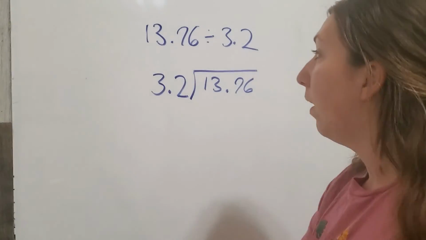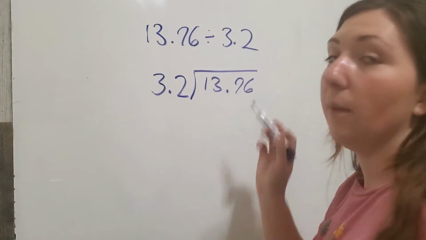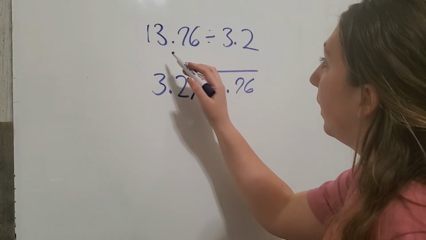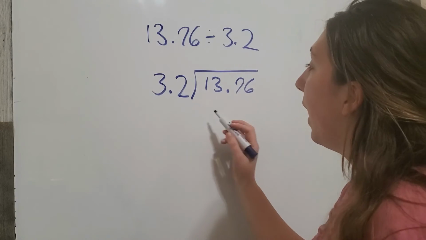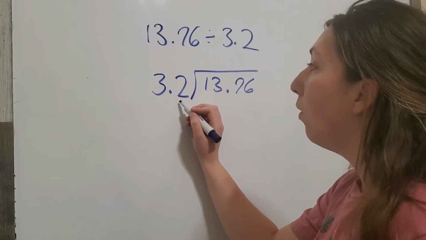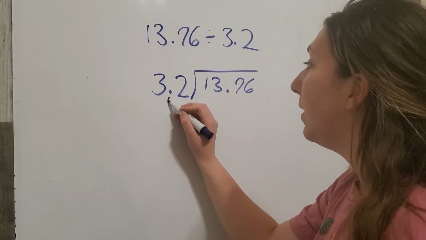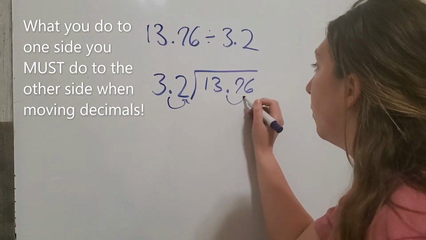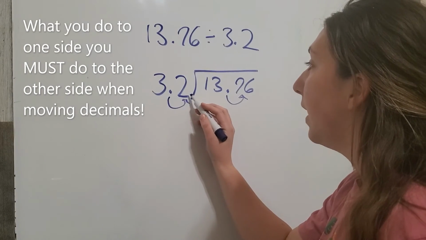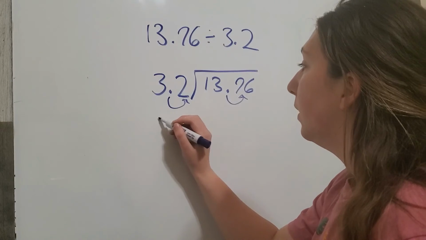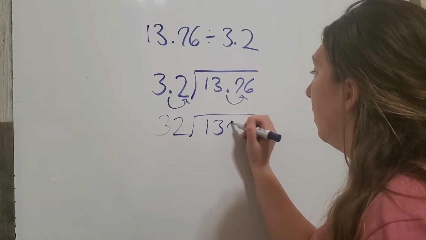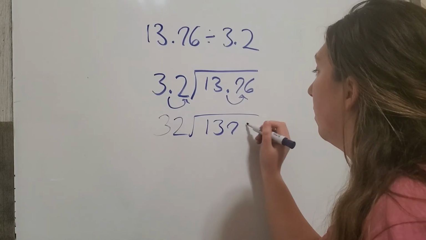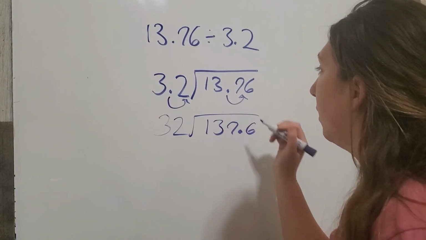Okay, now we're moving on to our problem with a decimal divided by a decimal. We got 13.76 divided by 3.2. I already have it written out. Okay, so now that it's not a whole number, and since it's a decimal, that means we have to make it a whole number. We move our decimal over only one place it takes to get to that whole number. So I'm going to rewrite it 32 and 13.76 because we moved that over.